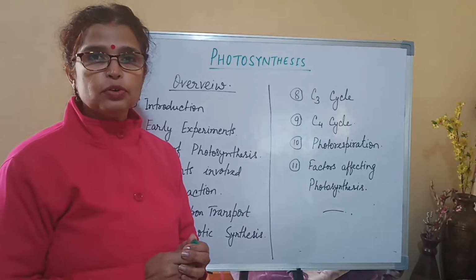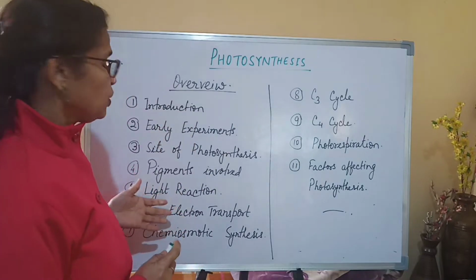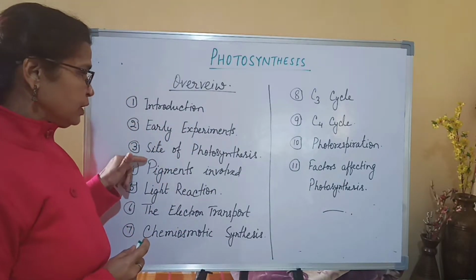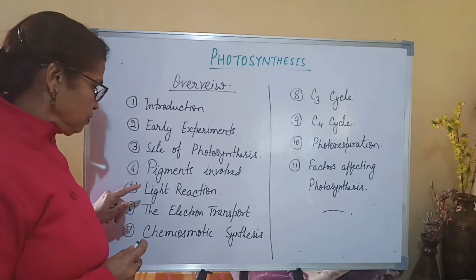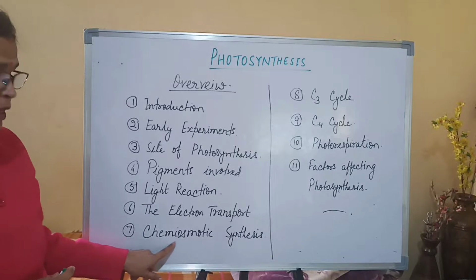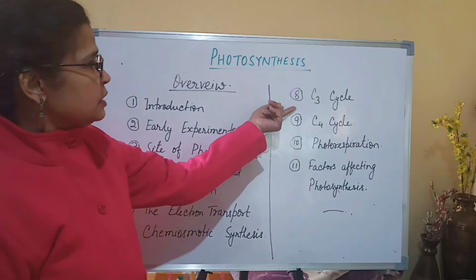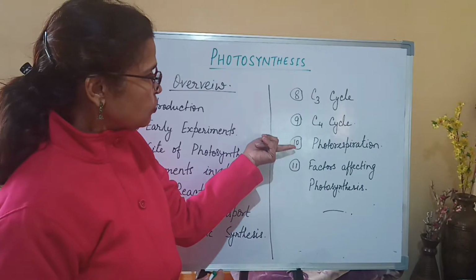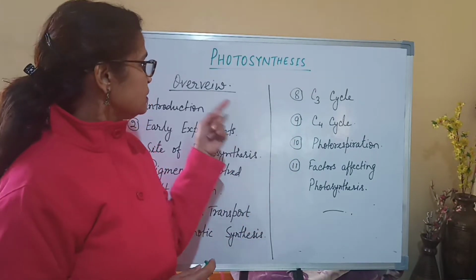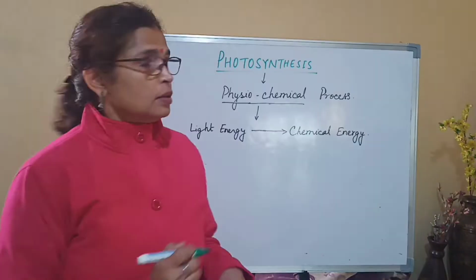Under the heading of photosynthesis, we will cover the following topics: the introduction, early experiments, site of photosynthesis, pigments involved, light reaction, the electron transport system, chemiosmotic synthesis, C3 cycle, C4 cycle, photorespiration and factors affecting photosynthesis. Let's start with the introduction.